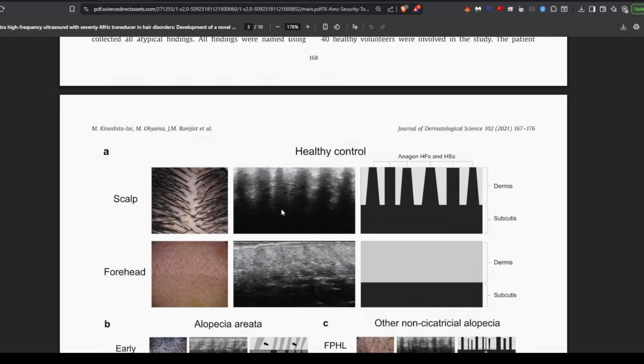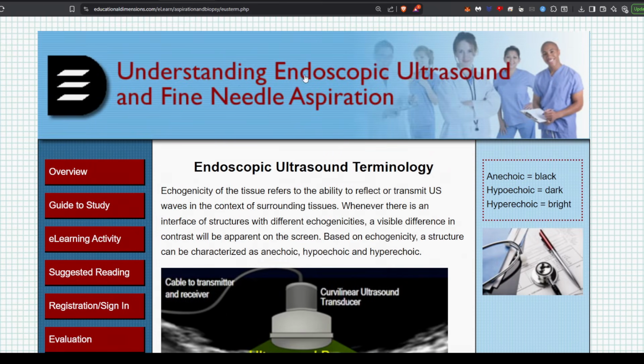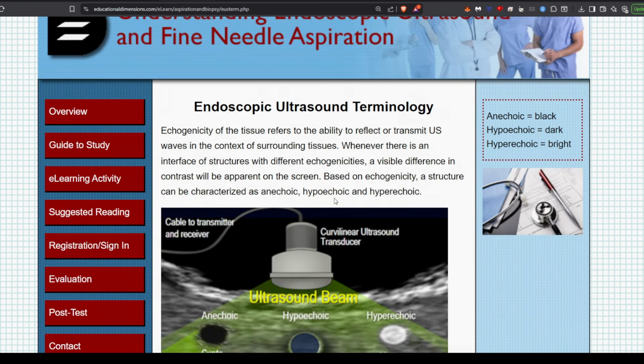So you're probably wondering, what the hell am I looking at? This is just a black and white image. Granted, that might be the case, but let's try to understand how to read these images, right? This might be helpful for you if you ever get some sort of ultrasound reading of yourself, maybe an x-ray of some kind. So this webpage over here, Understanding Endoscopic Ultrasound and Fine Needle Aspiration. This is just a random paper, but it does have some utility here.